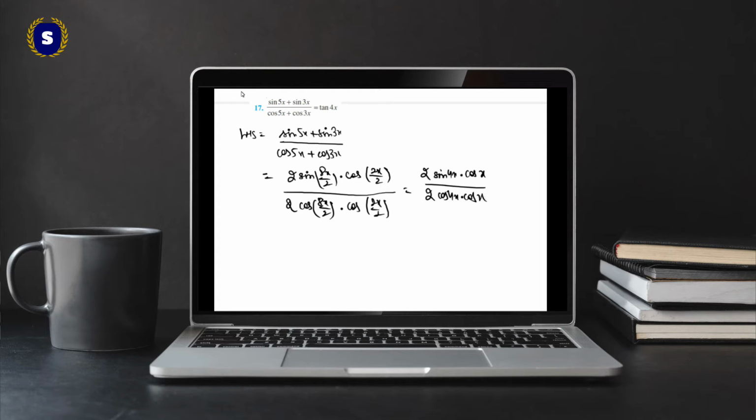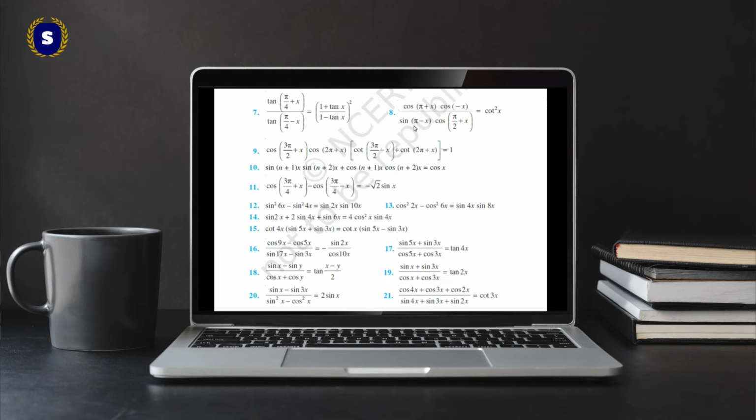So cos x and cos x cancel out each other, 2 and 2 cancel out each other. So ultimately we are getting sin 4x upon cos 4x, that is equal to tan 4x, which is equal to RHS. Hence proved. Let us jump to the next question, that is question number 18.